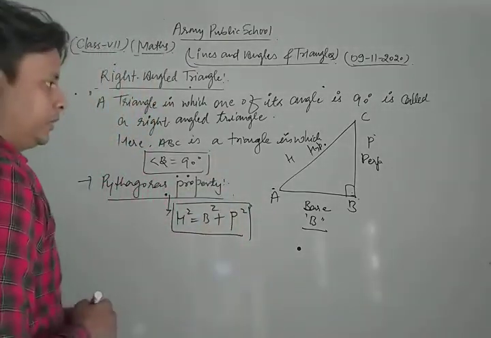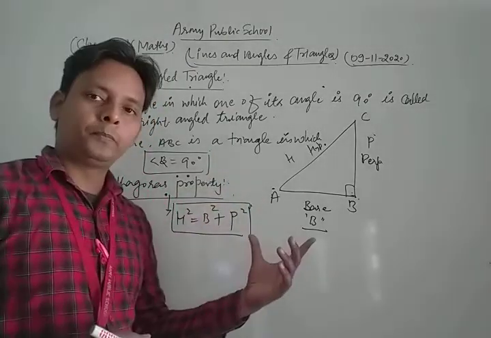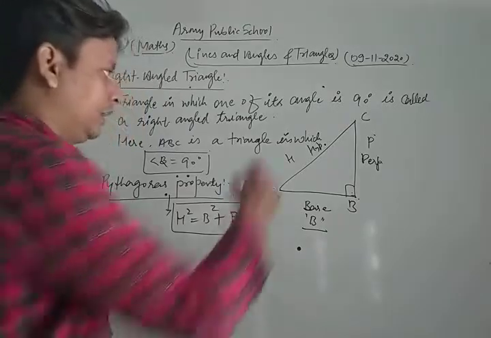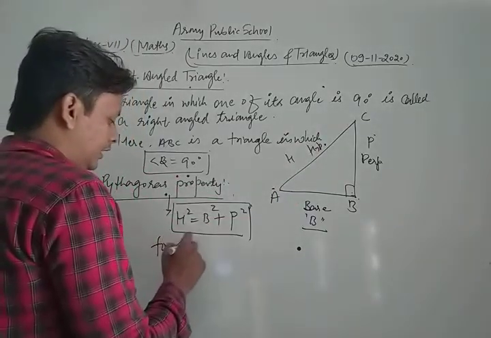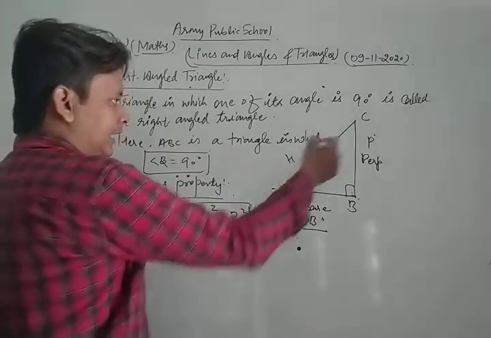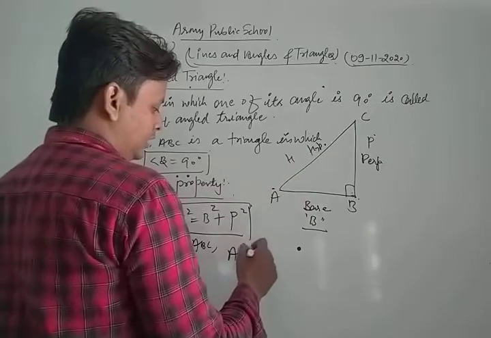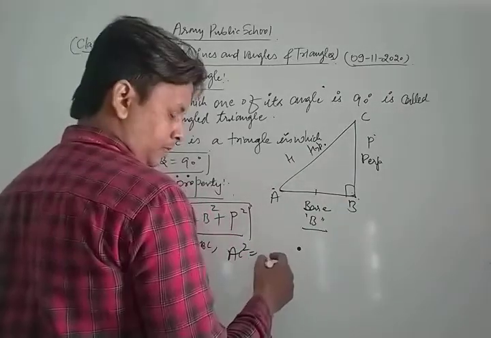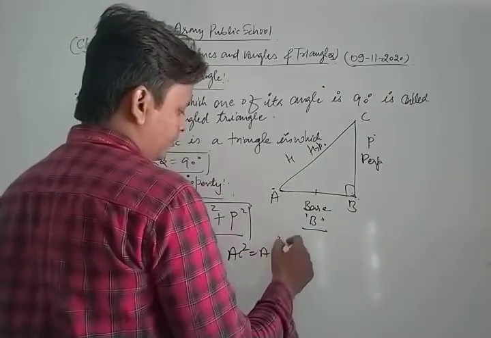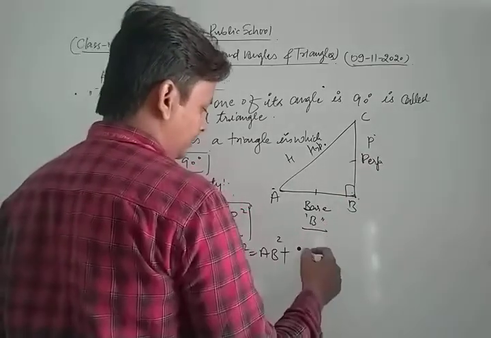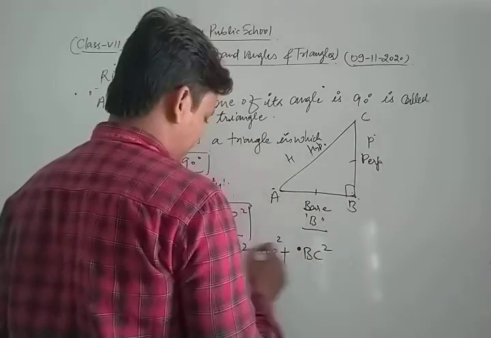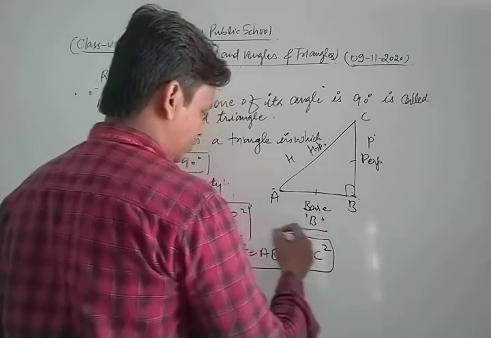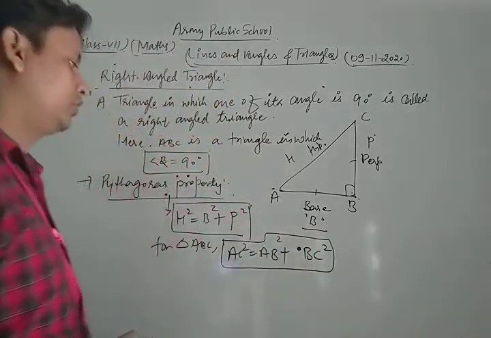Okay, and there are so many questions based on that property in your exercise. For the figure, triangle ABC, the hypotenuse is AC. So AC square is equal to base AB square plus perpendicular BC square. So this is your result here. Okay, dear friends, this is your result.